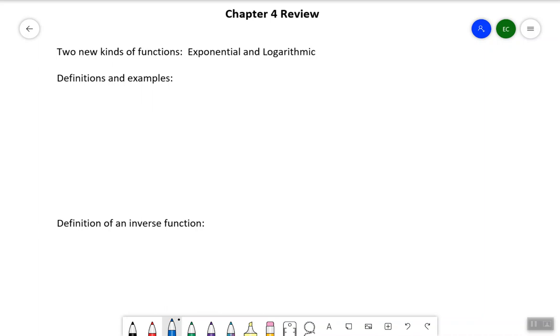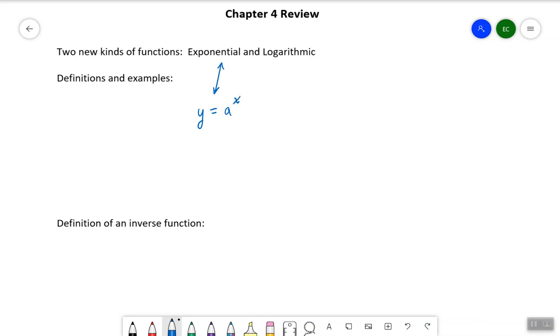Let's go back through chapter 4 and review some of the important points. We learned about two new kinds of functions. We learned about exponentials and logarithms. And the exponential function looks like y equals a to the x.